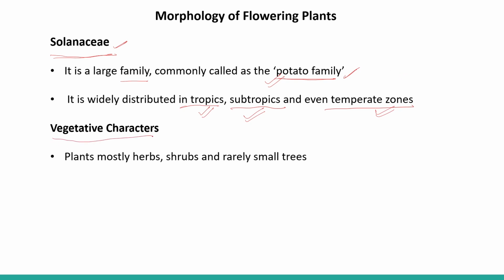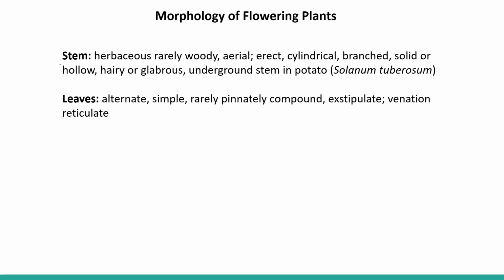If we describe the vegetative characters, the plants are mostly herbs, shrubs and rarely small trees. So generally they are herbs and they can also be shrubs, but small trees can be found rarely in the case of Solanaceae. Stem. Stem is herbaceous, rarely woody. Since trees are rare, the stem will be rarely woody, but they are herbaceous. Herbaceous means their stems are green and weak.